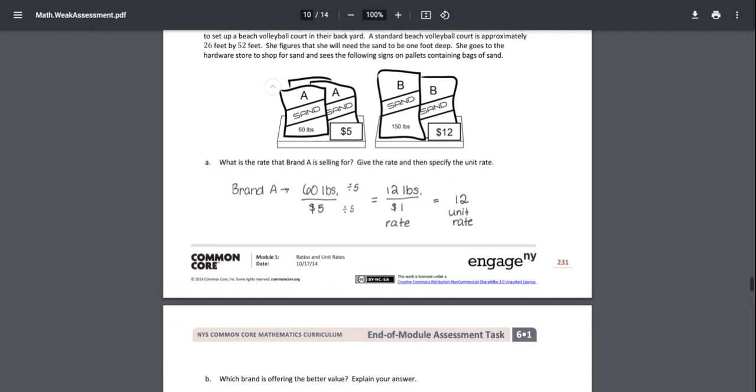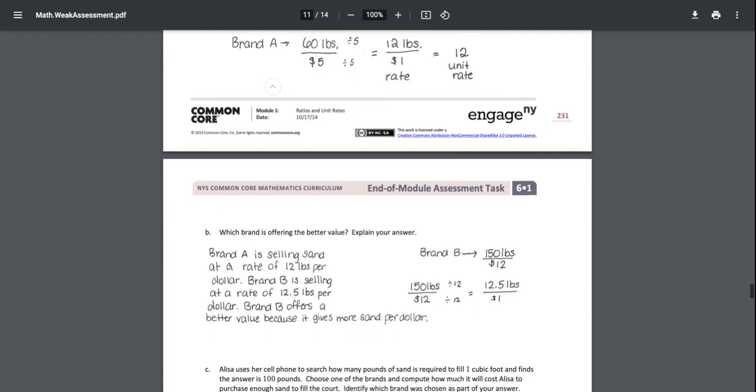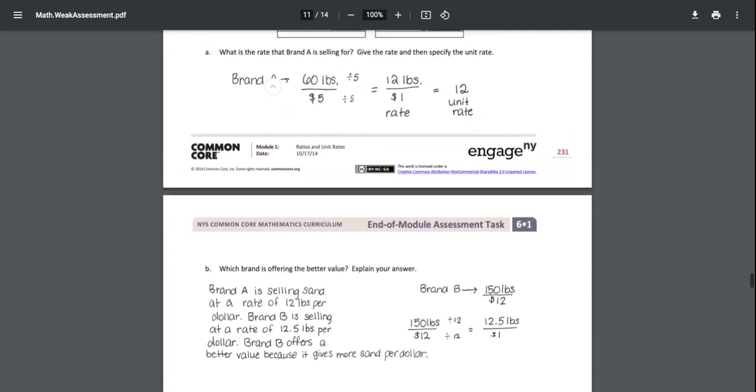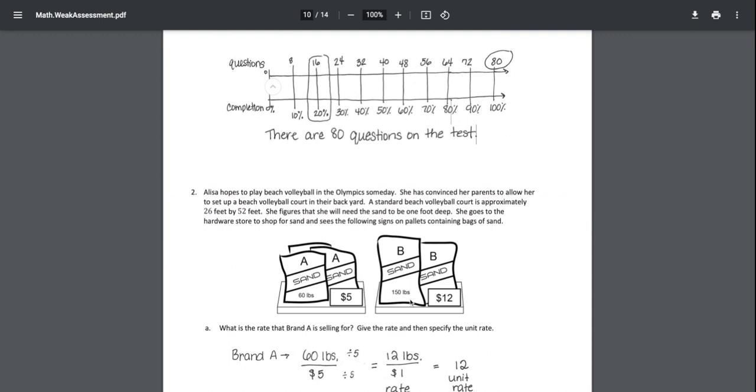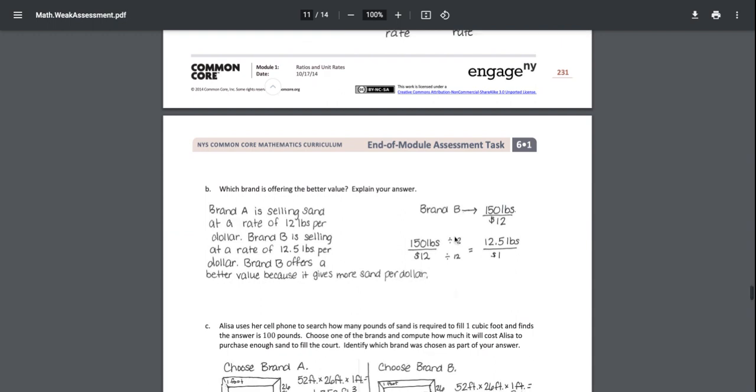Question B is very similar. Which brand is offering the better value? Well, we already know that brand A is 12 pounds per dollar. So let's take a look at brand B. Brand B, we know, was 150 pounds for $12. So I'm on this right side, it is 150 divided by 12. Well, when I simplify that by dividing, it gives me 12 and 5/10 pounds, or 12 and a half, per $1.